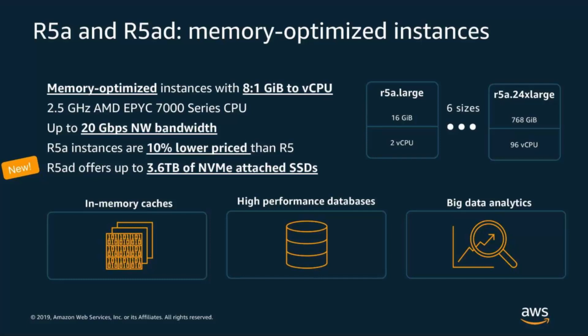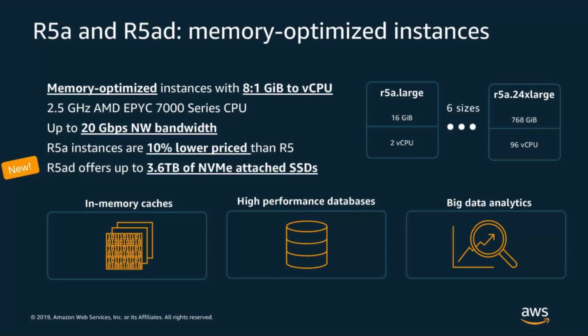Otherwise, you're going to see a lot of the same characteristics. You're going to have 2.5 gigahertz AMD EPYC CPU. You're going to have up to 20 gigabits of networking bandwidth. And then R5a will be priced 10% lower than our R5 instance types. And similarly to M5 and M5ad, we now offer an R5ad family, which brings in 3.6 terabytes of NVMe attached SSDs. This has been very popular for this R5 family, as you see people leverage the high memory availability and the high-speed NVMe attached SSDs for a multi-tiered caching system for the highest speed when you're operating on data or doing your data logging.